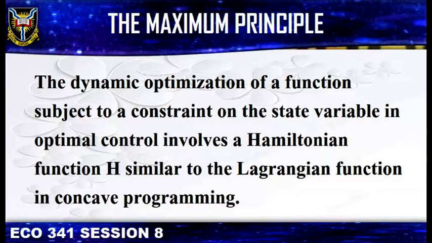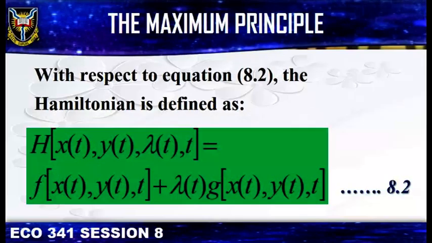The dynamic optimization of a function subject to a constraint on the state variable in optimal control involves a Hamiltonian function H similar to the Lagrangian function in concave programming. With respect to equation 8.1, the Hamiltonian is defined as shown below, where lambda of t is called the co-state variable. Similar to the Lagrangian multiplier, the co-state variable lambda of t estimates the marginal value or shadow price of the associated state variable x of t.